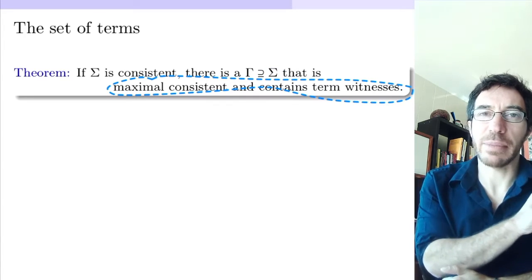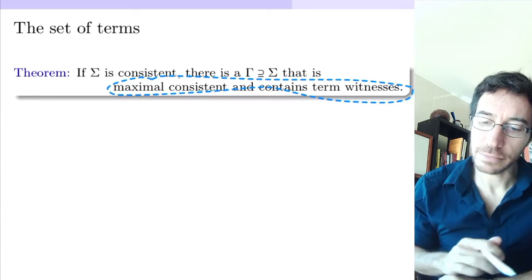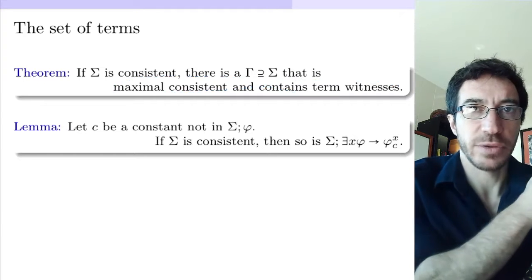which by the previous video we know implies that the term model of gamma satisfies all sentences in gamma, and therefore all the ones in sigma. So we need to prove a couple of lemmas to prove this thing.